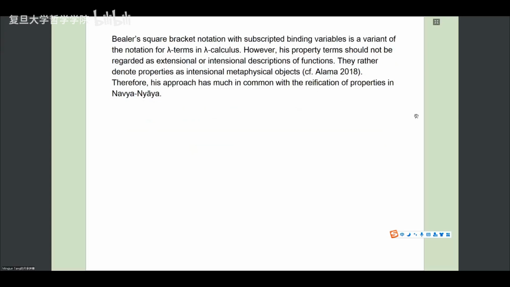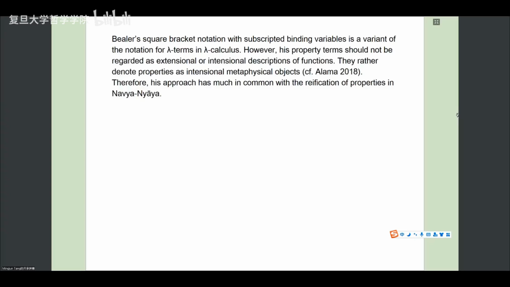Yeah, that's it. So Wheeler's square bracket notation with subscripted binding variables is a variant of the notation for lambda terms in lambda calculus. So in lambda calculus, we have something very similar. Instead of these square brackets, you use just the lambda. And instead of the subscript, you say just x after lambda. And then it's practically the same. But the meaning of a lambda term is a little bit different. And I explain this here also.